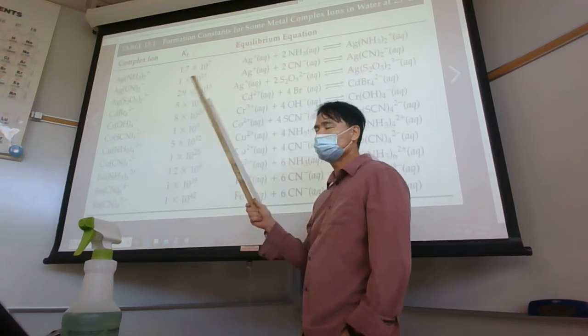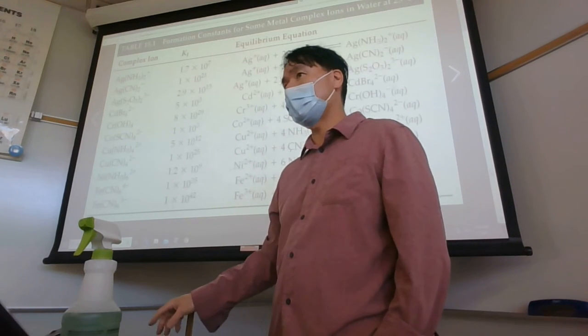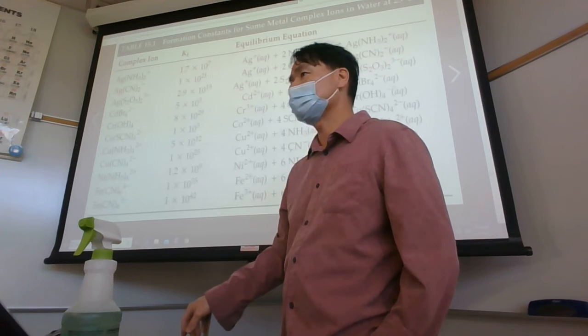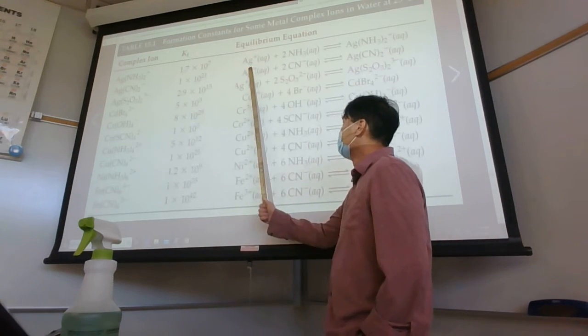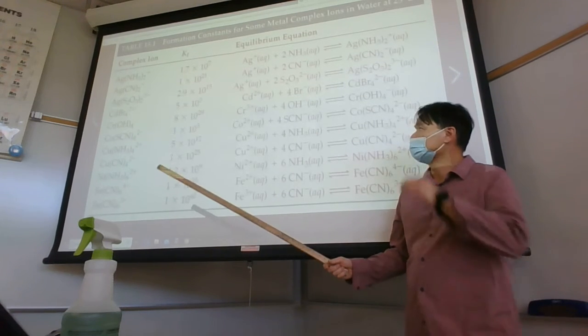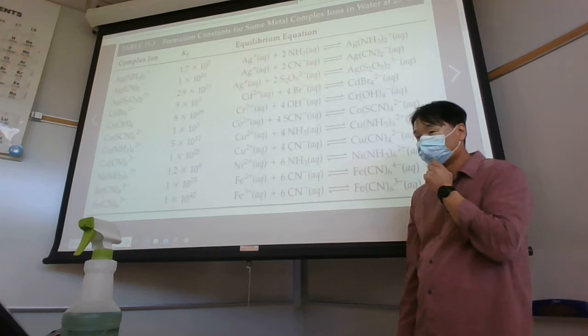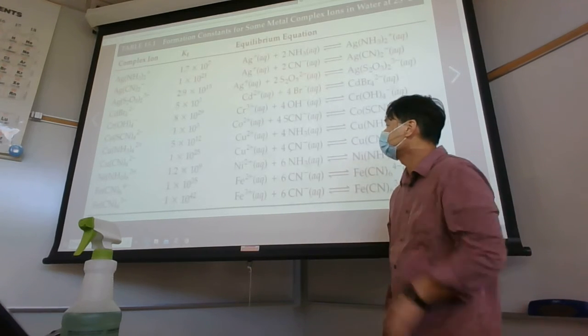Okay, this is different than the delta H formation. Delta H formation is from the elements in their standard state. This is from the Lewis acid and the Lewis bases. And so it's a different kind of formation reaction, and the numbers will be different.